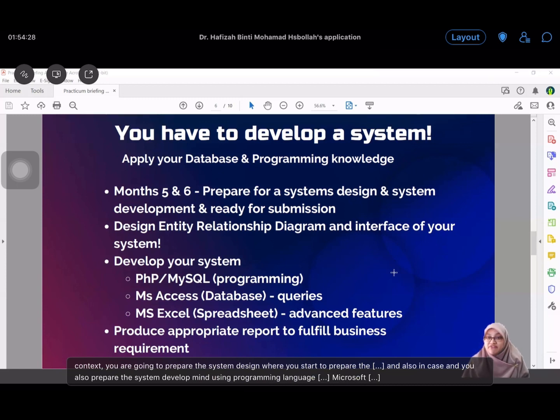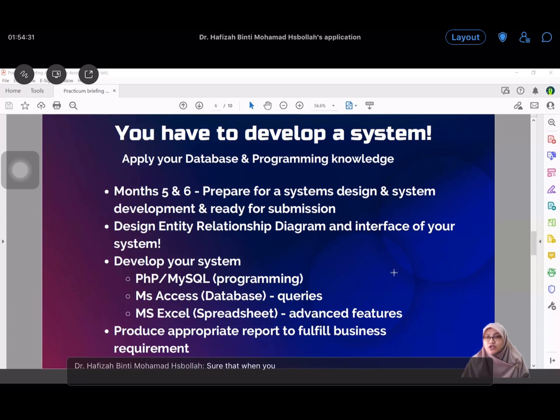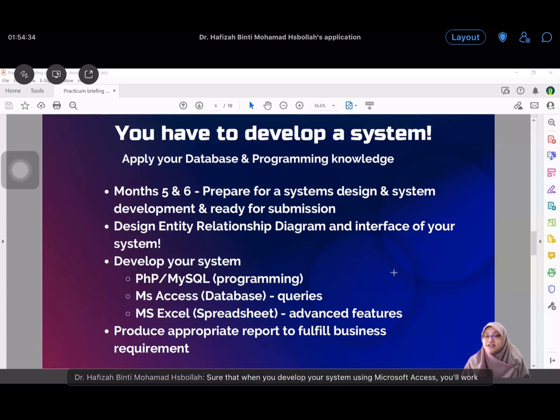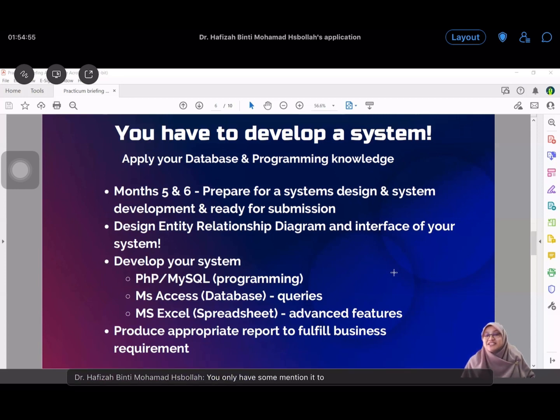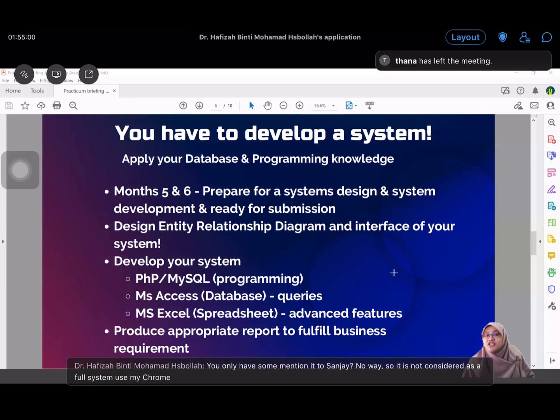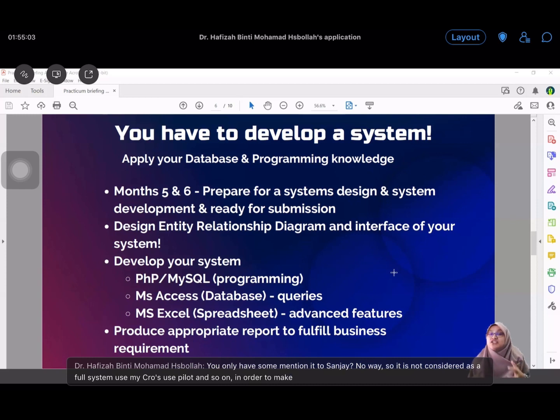Make sure that when you develop your system using Microsoft Access, you work with lots of queries, macros, and so on, so that it looks like a system. Right? And then you can also use Microsoft Excel or a spreadsheet, but with advanced features. If your project system uses Microsoft Excel but you only have summation, that's all, then it is not considered a full system. Use macros, use pivot, and so on, in order to make sure that you are producing a good system. Who knows, your company might be interested in your system and want to use it.